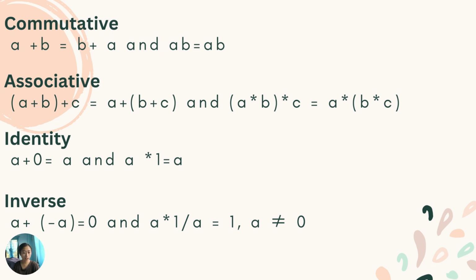So as you can see on the identity, ang kanyang rule, it should always equate to the value of A. So in the inverse naman, 0. But in the multiplication property ay 1 ang sagot. Again, in the addition property of inverse, 0. And the multiplication property of inverse, 1. And A should not be equal to 0.